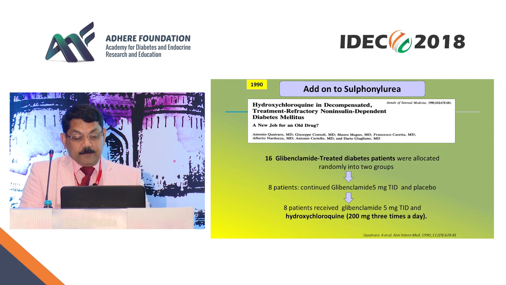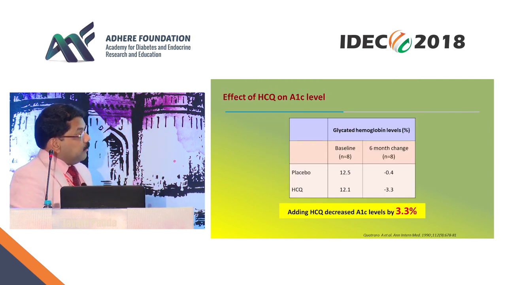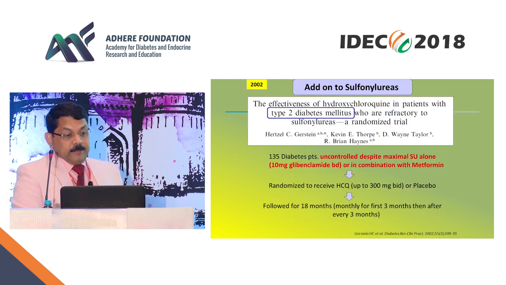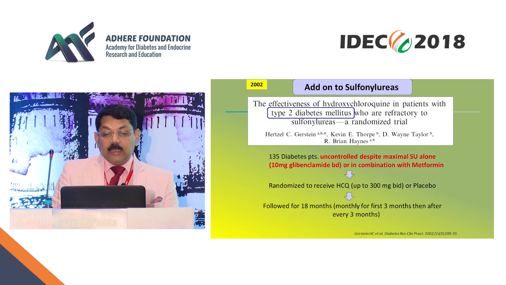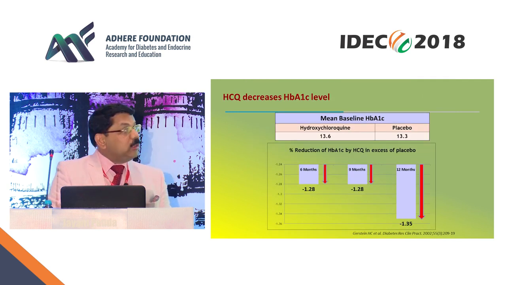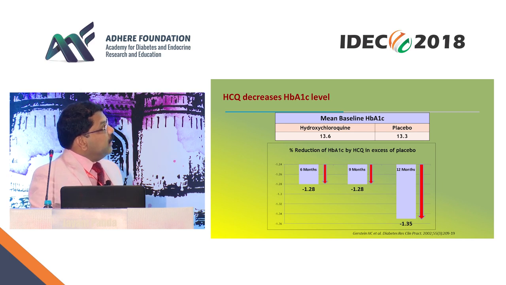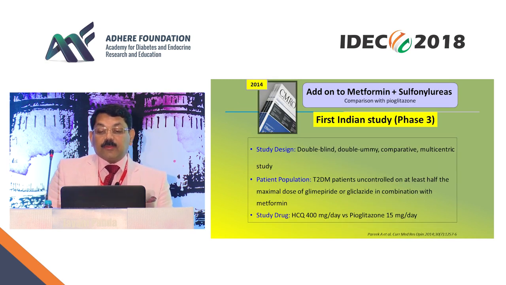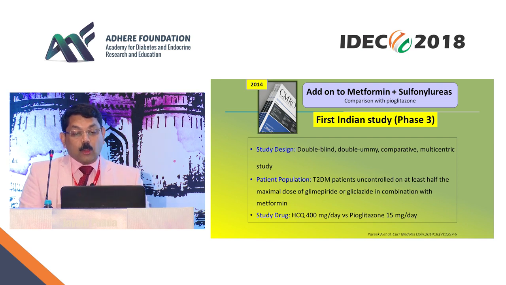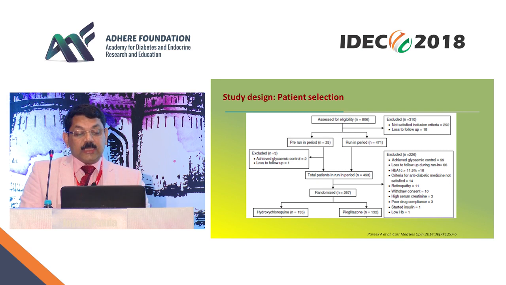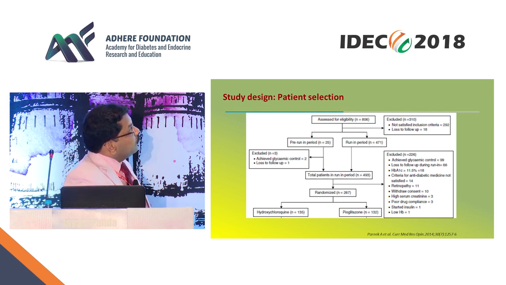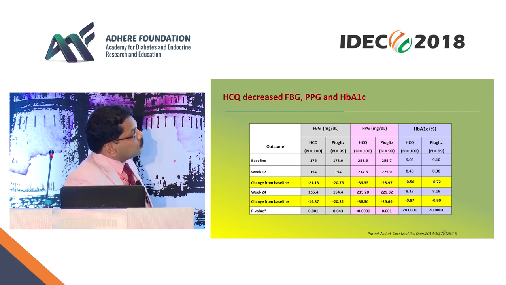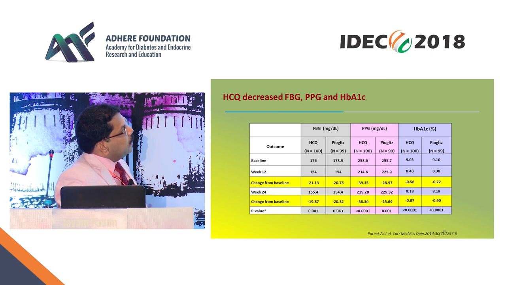Sulfonylurea additions, you can see the adding decreases the A1C levels by 3.3, and in type 2 diabetes, the mean A1C in 6 months, 9 months and 12 months is steadily decreased in excess of placebo. The metformin and sulfonylurea, the first Indian study in 2014 showed, this was the protocol, there is a clear reduction from the baseline, where you can see the fasting plasma glucose as well as the A1C reduction was at par with the pioglitazone, and the postprandial plasma glucose was much better than the pioglitazone in a week 12 and week 24 study.